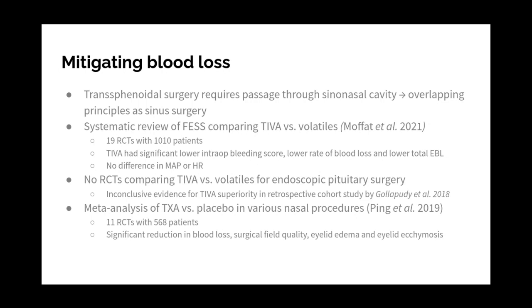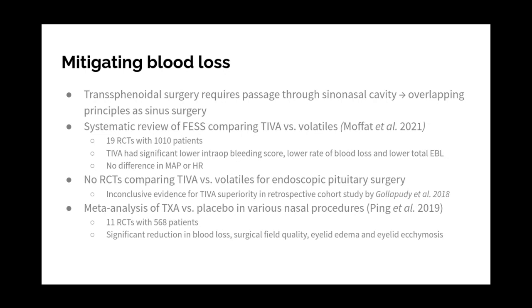And so there's large amounts of data, and there's a systematic review done just earlier this year with over 1,000 patients that compared TIVA to volatiles. And this showed that TIVA had a significantly lower intraoperative bleeding score, lower rate of blood loss, lower estimated blood loss, with no real difference in cardiovascular signs. And TIVA really did show a significant benefit.